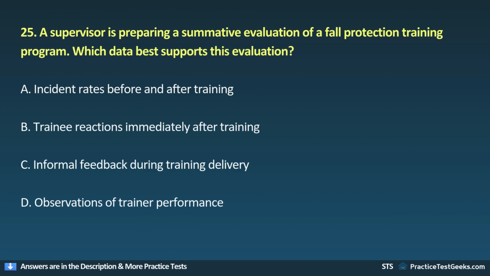25. A supervisor is preparing a summative evaluation of a fall protection training program. Which data best supports this evaluation? A. Incident rates before and after training. B. Trainee reactions immediately after training. C. Informal feedback during training delivery. D. Observations of trainer performance.